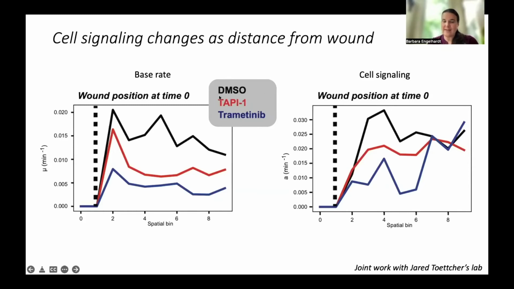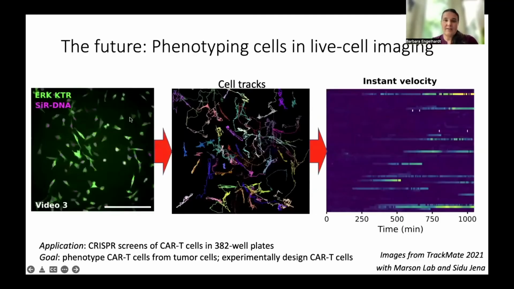What we didn't know before we did this is that these 2 signaling repressive drugs actually repress the base rate of pulsing of ERK. We didn't know that beforehand. We did know that they repressed the signaling, but we didn't know that they repressed the base rate.